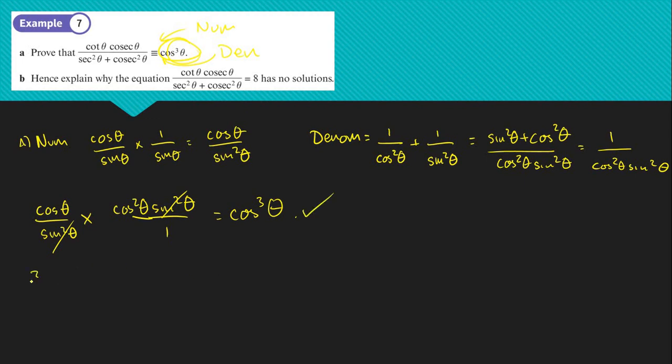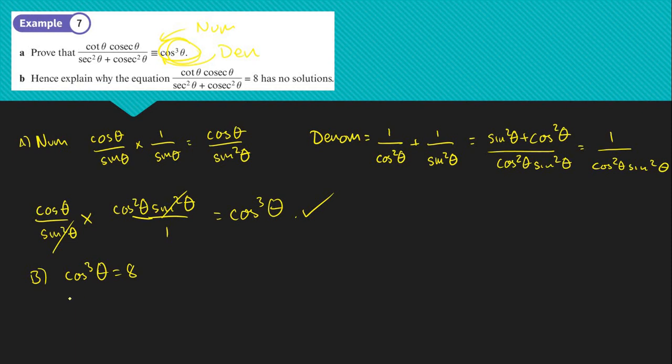Now for B, hence, means we're probably going to use what we've just done. Check, always check: is this the same as this? Not just does it look roughly like it, it's got to be exactly the same if you're going to do what I'm going to be doing. So this is the same as this, and therefore cos cubed theta must be equal to 8 in this case. So we've got cos cubed theta equals 8.